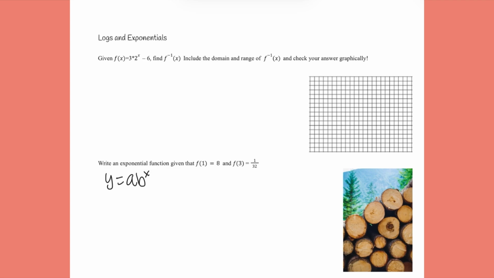So I'm going to plug in 8 for y for the first point, then a, b, and x is equal to 1. Since b to the 1 is equal to b, I don't have to write that one. So that's my first equation. Then, same thing for the second point.